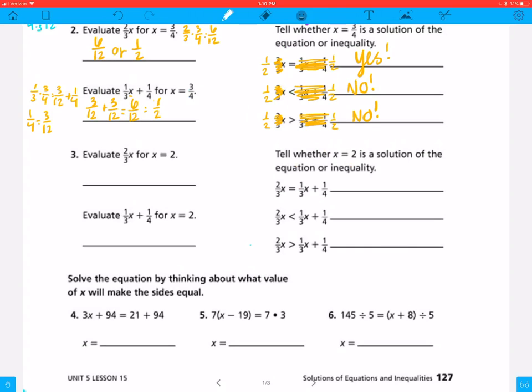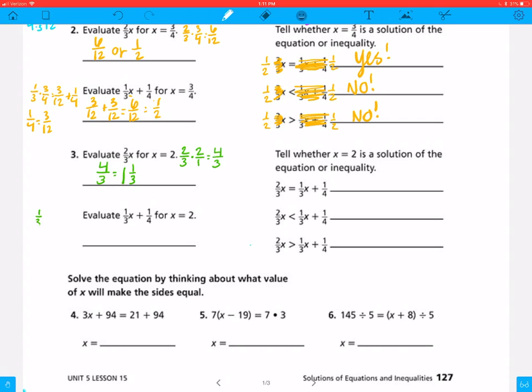So I do the same thing for number 3. Evaluating 2/3 x for x is equal to 2. When it's a whole number like that, I have my 2 over a 1, and I multiply straight across. So I get 4/3, or I could say that's 1 and 1/3. I could simplify it to that. Either way, it's going to make it work.